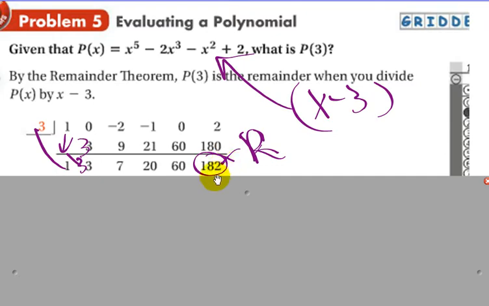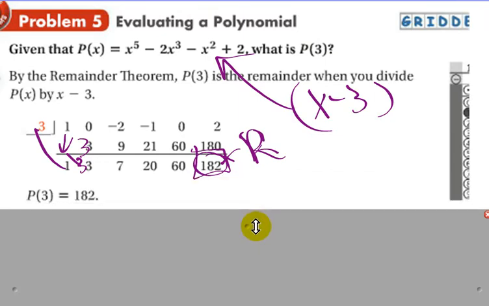But let's see, what are they asking us? What is p of 3? Okay, p of 3 is just 182. It's just the remainder. Okay? But in the next problem, we're going to prove, is that a factor or is it not? So, everybody see how to do that? Your answer is going to be the last calculation, 182.